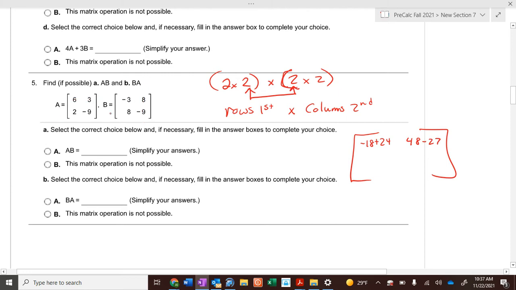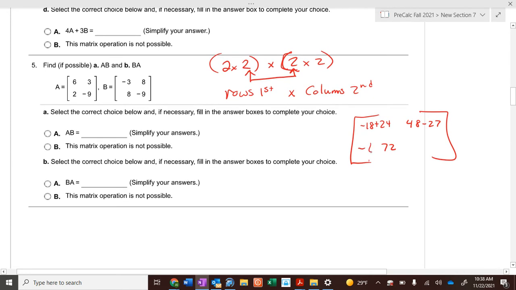Then to get the bottom row, first column, it's -6 plus 72. So this row, this column. -6 minus 72. And then bottom row, second column, it'd be 16 plus 81. And then when you add them together, you get your final matrix, which is 6, 47 minus 21 is 20, 27 is 21. -6 minus 72 is -78. 16 plus 81 is 97.